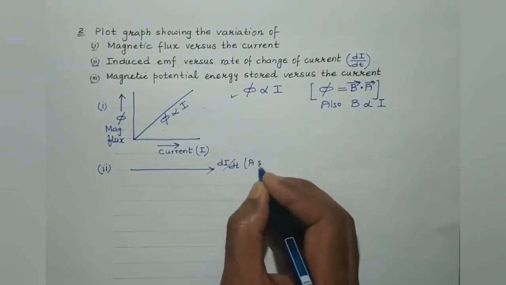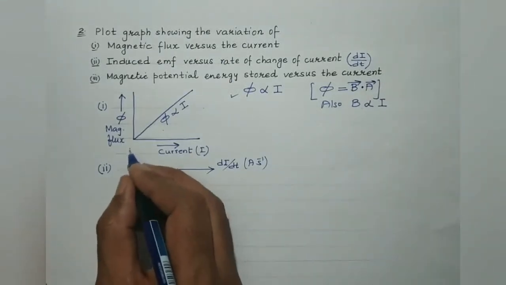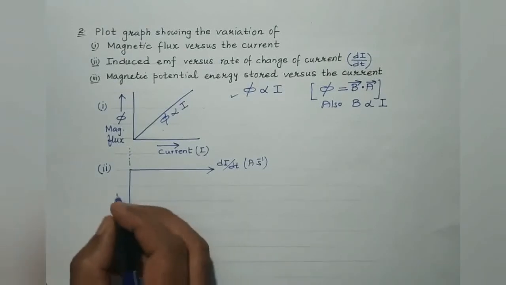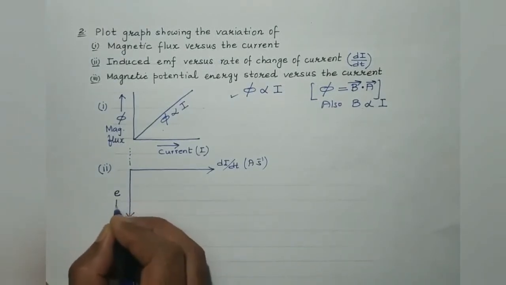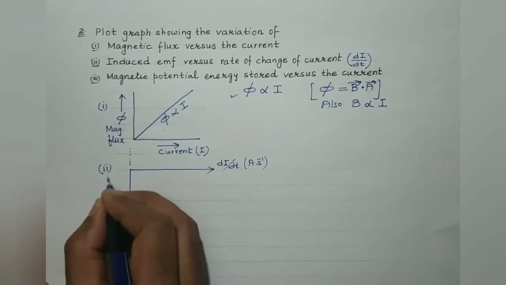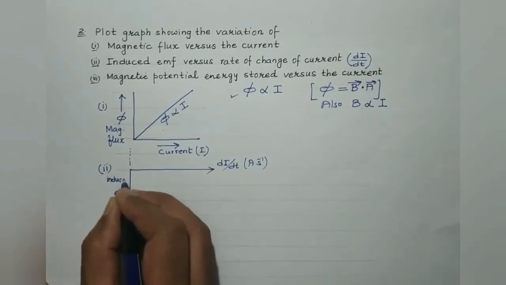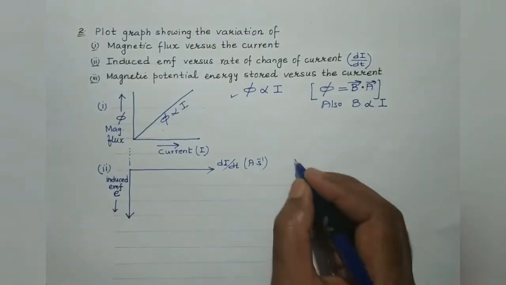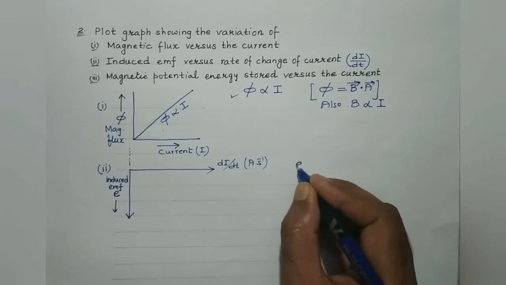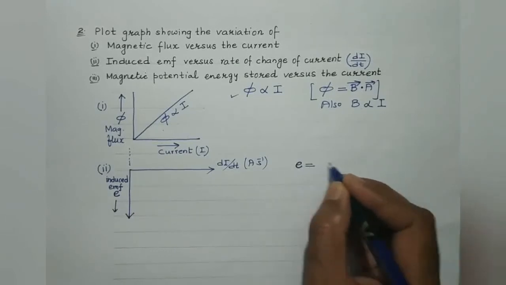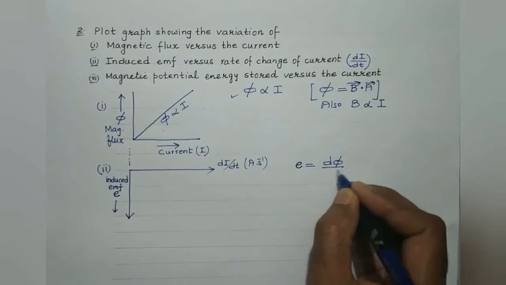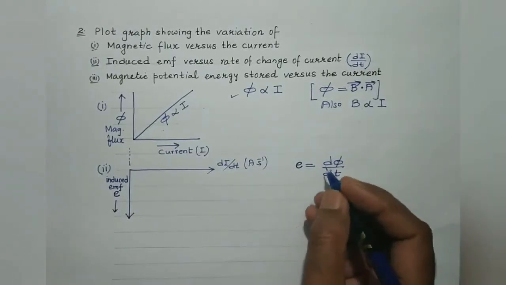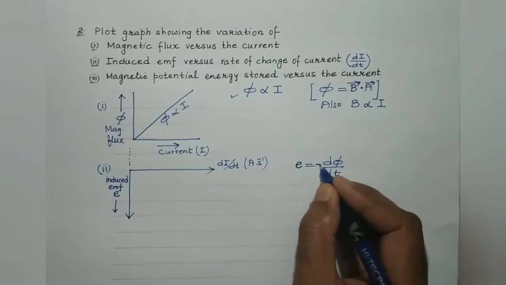In SI, it would be an ampere per second. And suppose this represents induced EMF. Small e represents induced EMF. Right? Now we are aware from Faraday's third law, we know that E is equal to d phi by dt, isn't it? And as per Lenz's law, induced EMF is always of opposing nature. So this is the negative sign.